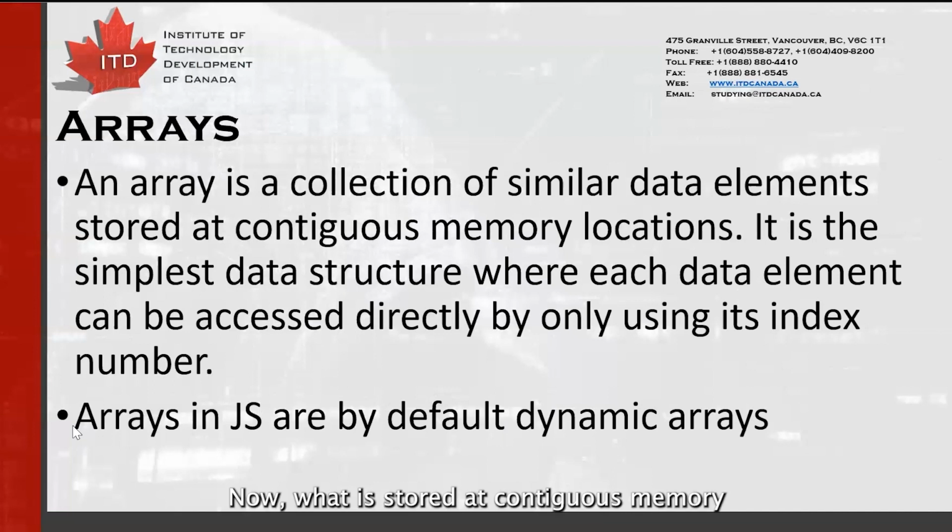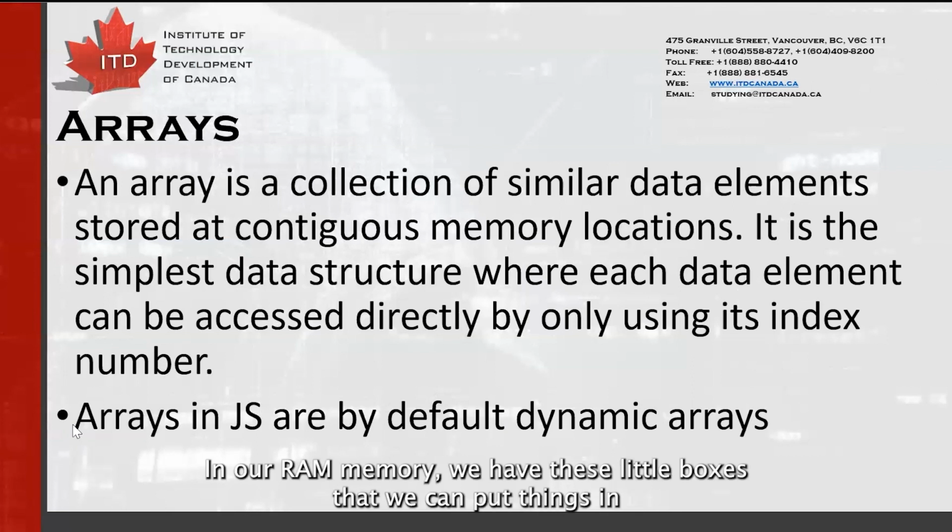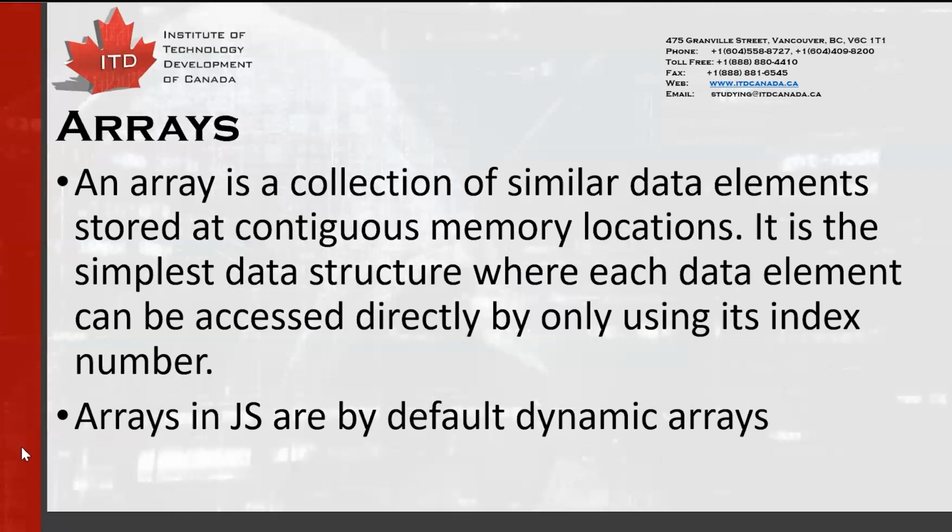Now, what does stored at contiguous memory mean? Stored at contiguous memory locations means that it is sequential in RAM. In our RAM memory, we have these little boxes that we can put things in, and an array will store it one after another. Now, different languages implement arrays differently.